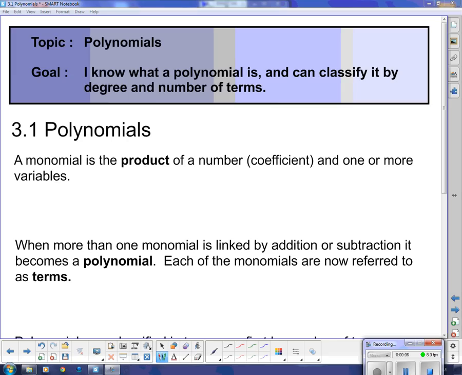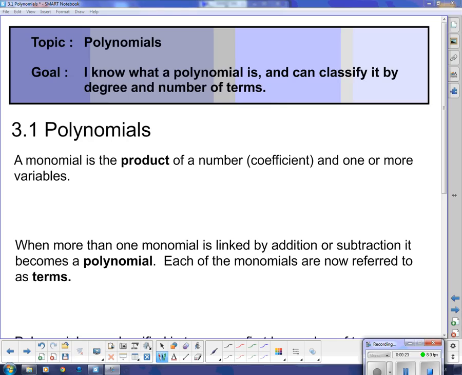We're talking today about polynomials, and our goal is: I know what a polynomial is, and I can classify it by degree and number of terms. So most of this lesson is going to be going through a bunch of terminology, just so that you understand what is meant by a polynomial.